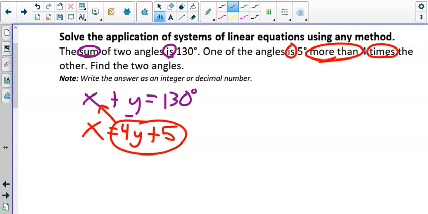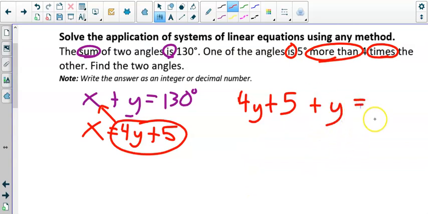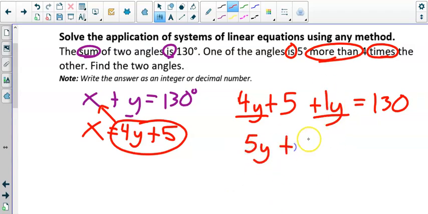So, I see x up here. So that's 4y plus 5 plus y equal to 130. This guy right here used to be x, and then the plus y equals 130. All right, so what do we do now? Combine like terms. All right, so what's 4y plus y? 5y, good. Because there is a 1 in front of that y. So plus 5 equal to 130. Now what?